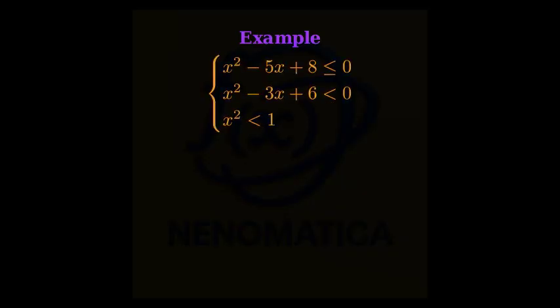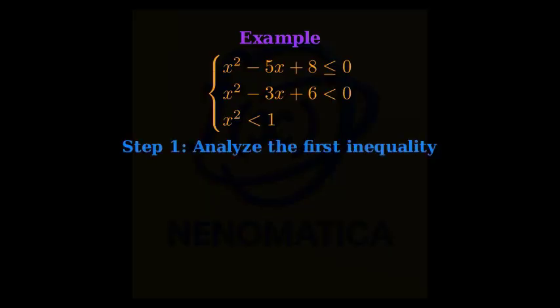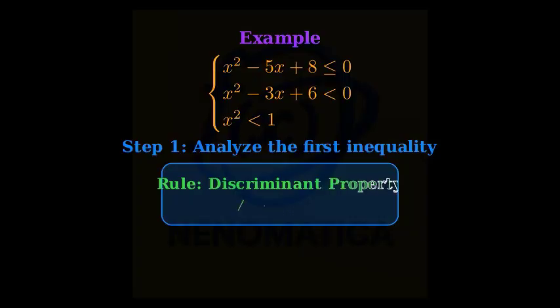Example. We will solve a system of 3 quadratic inequalities step by step. The system is x squared minus 5x plus 8 is less than or equal to 0, x squared minus 3x plus 6 is less than 0, and x squared is less than 1. Step 1. Analyze the first inequality. We will use the discriminant property.